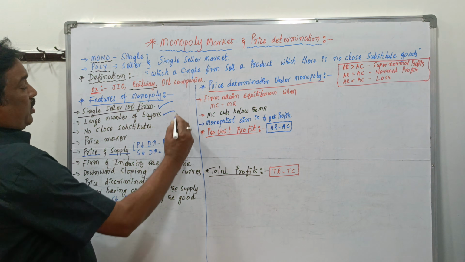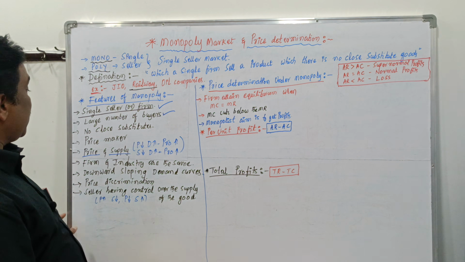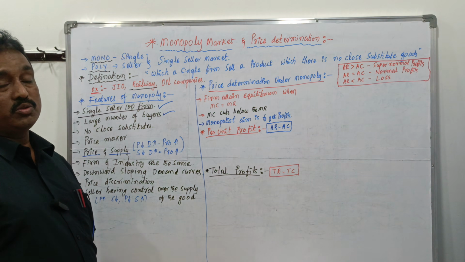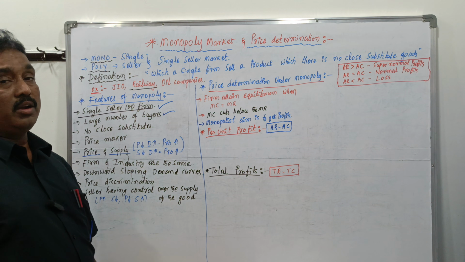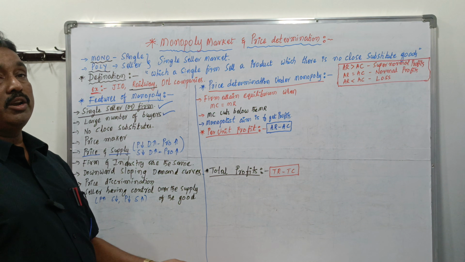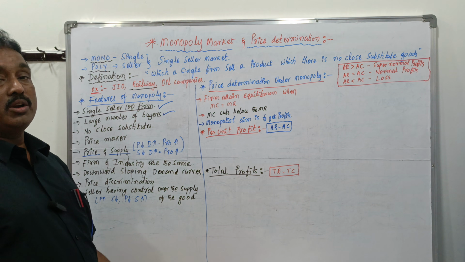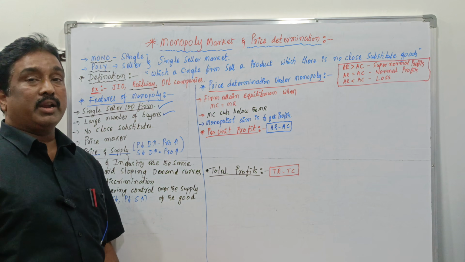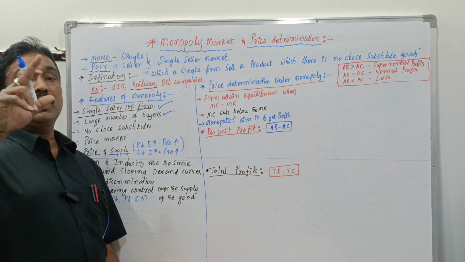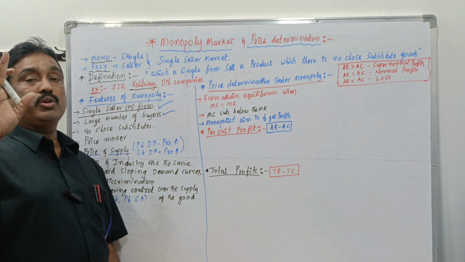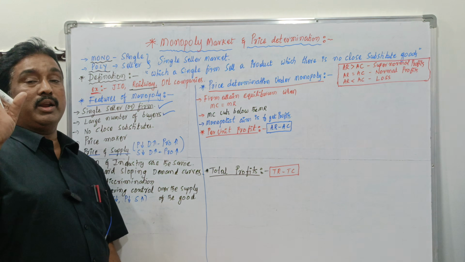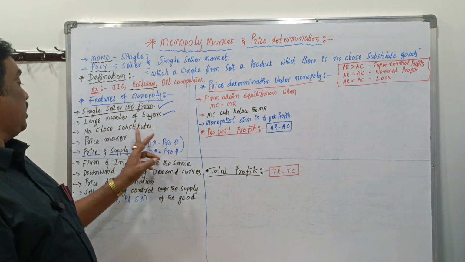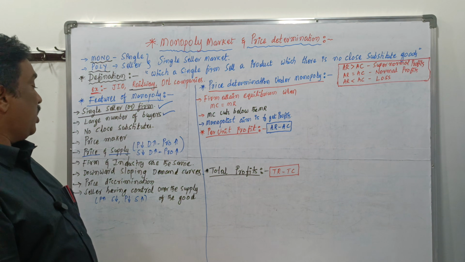And another important feature of the monopoly market, there are no close substitute goods. There are no alternative goods, no alternative industries, no alternative products in the monopoly market. In the monopoly market, a single seller, a single industry can produce those goods throughout the market. That's why there are no close substitutes in the market.